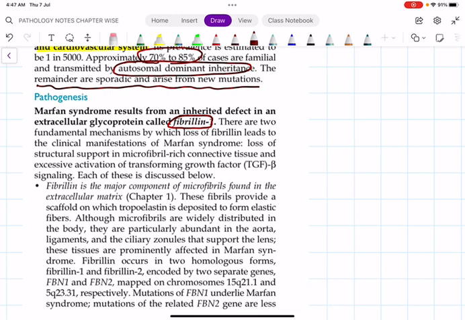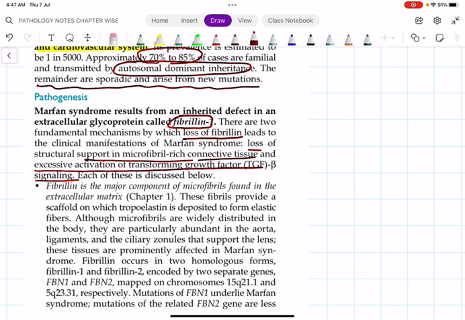What happens when there is a loss of fibrillin? Whenever there is a loss of fibrillin, there will be loss of structural support in the microfibril-rich connective tissue. Fibrillin, laminin, and fibronectin are all components of our extracellular matrix, connective tissue, basement membrane, everything. So whenever there is a loss of this, there will be excessive activation of TGF beta. So this is the simple mechanism.